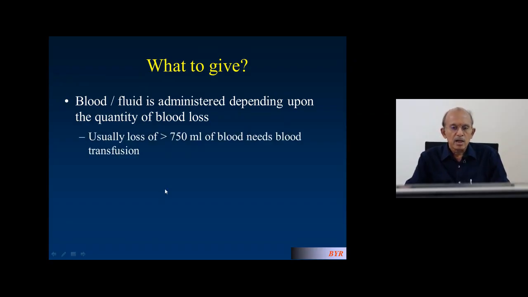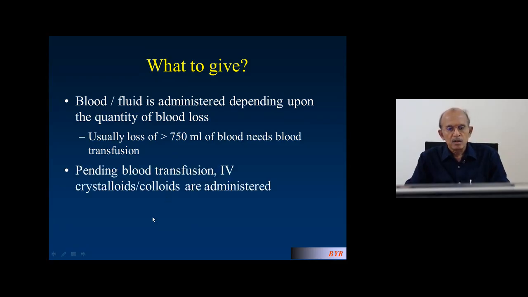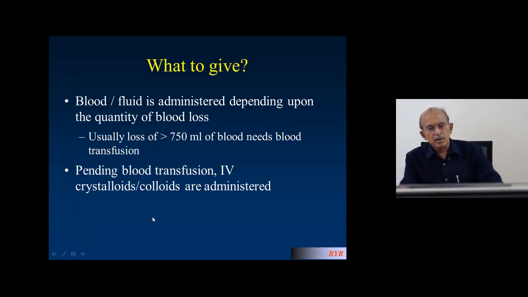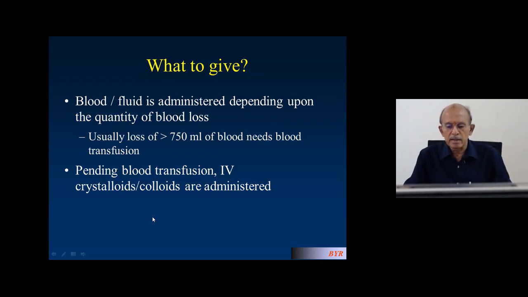Usually, loss of more than 750 ml of blood needs blood transfusion. Less than that doesn't need blood transfusion if the patient doesn't have any previous comorbidities. So pending blood transfusion, IV crystalloids or colloids are administered. So IV fluids are given. There are 2 types of IV fluids: crystalloids and colloids. So either you give crystalloids or colloids.